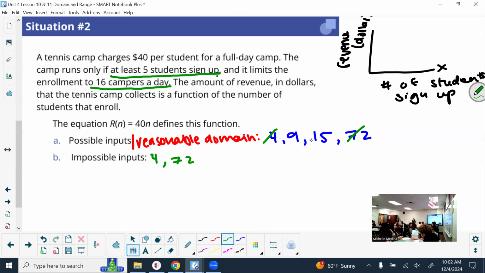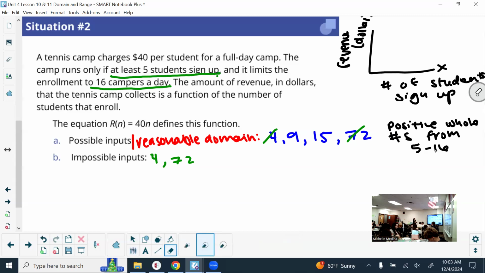You can't have a negative amount of students and you can't have a fraction of a student in this situation. So on your test, what it'll probably say is positive whole numbers. These are whole numbers, those are not decimals. Or positive integers would also technically be that too, not decimals. The positive whole numbers from 5 to 16.